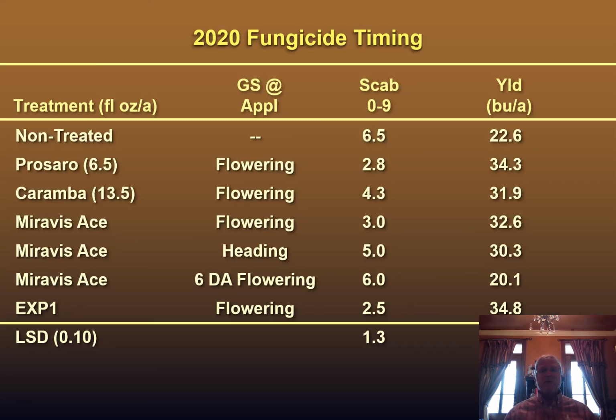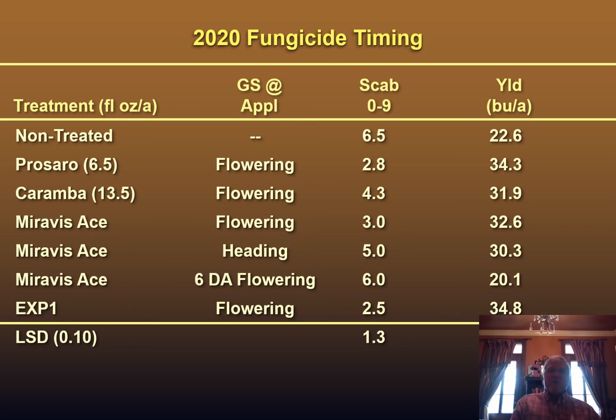Moving on to 2020, I also had a scab test. It was a fungicide timing test. We had Prosaro, Caramba, and Miravis Ace, and we also had an experimental. If you look at the 3 products, and actually if you want to include the experimental applied at flowering, they did quite well. We had scab on a 0 to 9 scale. They suppressed the scab relative to the non-sprayed. This was also reflected in higher yields relative to the non-treated.